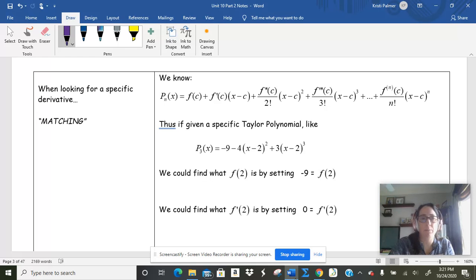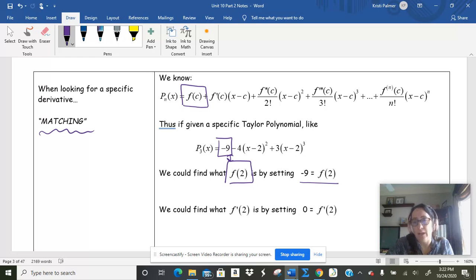And this type of problem I call the matching problem. On the matching problem, it says maybe we want to find what f of 2 is. Well, f of 2 isn't too bad. It would be located right there in that part, which is just the constant because there are no x values to any degrees by it. So I call this matching: set this equal to this. Boom, and then you have f of 2.